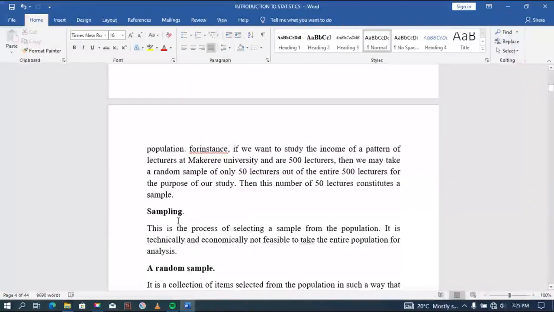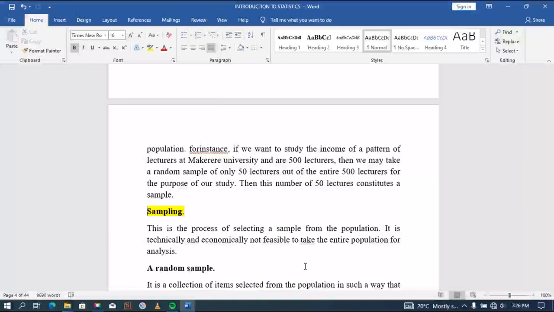Then we'll have sampling. So sampling is a process of selecting a given sample from a population. It is technically and economically not feasible to take the entire population. So when carrying out research, especially when the population is large, for purposes of reducing the costs of carrying out the research, and maybe the time element, if someone wants to save on the time of conducting the research, then sampling would be the best option to avoid incurring high costs as well as wasting time and some other factors as well.